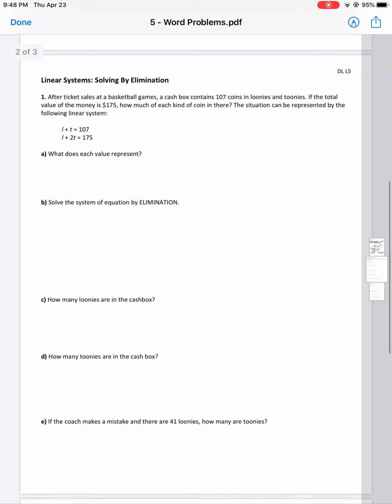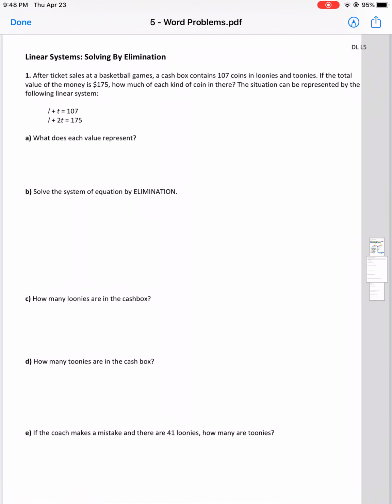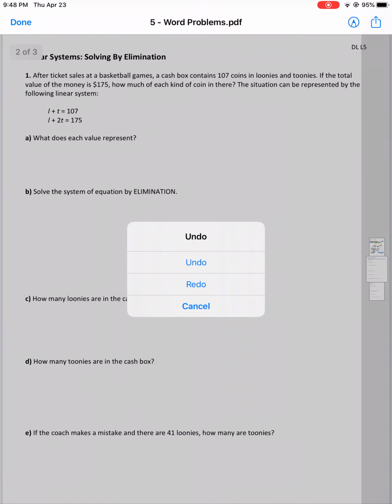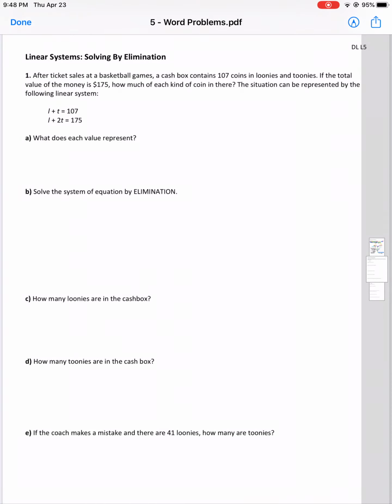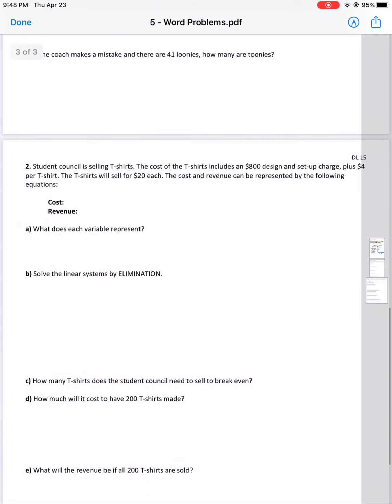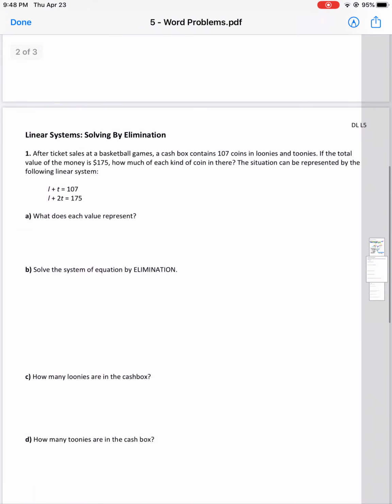So, after ticket sales at a basketball game, the cash box contains 107 coins in loonies and toonies. Okay? If the total value of the money is $175, how much of each kind of coin is in there? The situation can be represented by the following linear system. Look at this. The linear system's there for you. So this is way easier. I think the next one is like that too. Oh no, you have to make it.